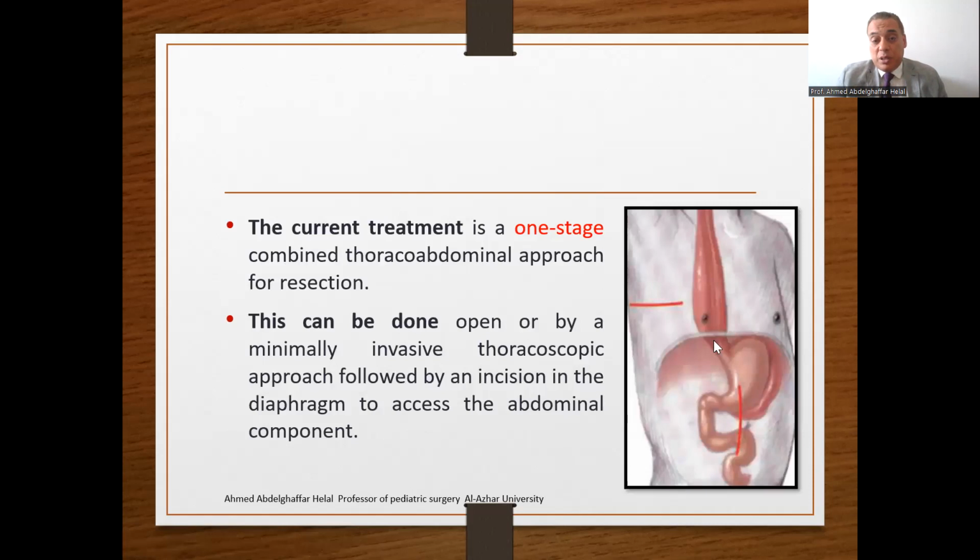The current treatment for thoraco-abdominal duplication, with the thoracic part extending into the abdominal part, is a one-stage combined thoraco-abdominal approach, maybe thoracotomy and laparotomy incisions, done by open or minimally invasive thoracoscopic approach, followed by incision in the diaphragm to assess for the abdominal component. It's a very serious and very complicated procedure.